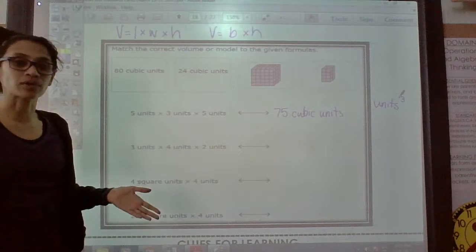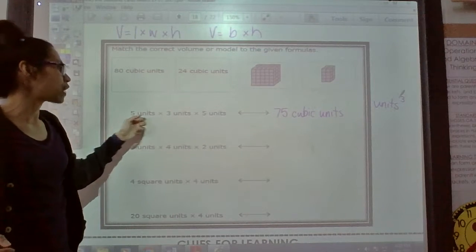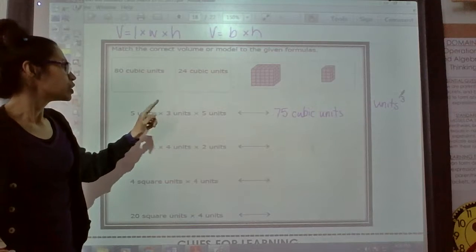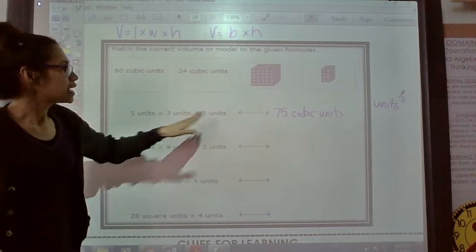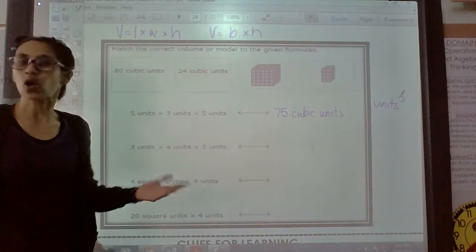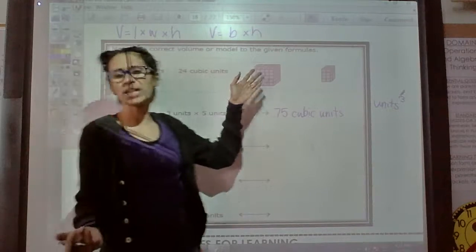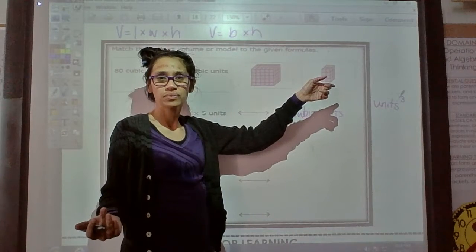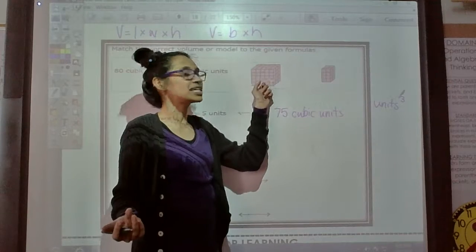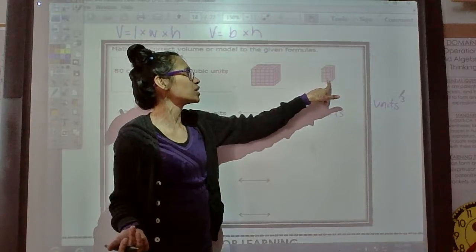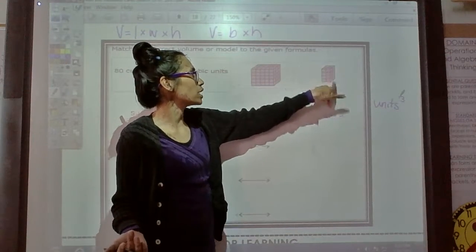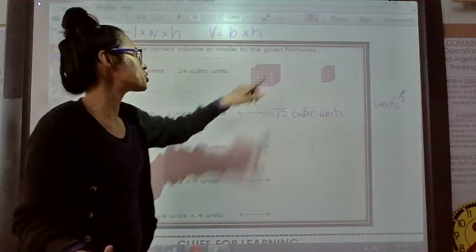So let's look at the model. Which one shows 5 units as a length, 3 units as the width, and 5 units as the height? Or they can be switched around. You only have 2 choices, either that one or that one. It's this one right here. Look, because that one you can see that only has 2, and it has 4 and 2. That's not it.